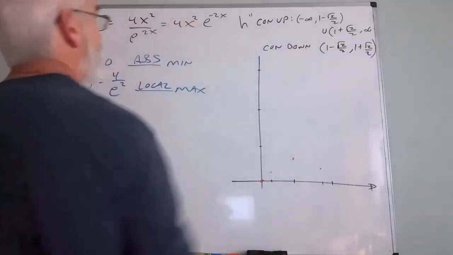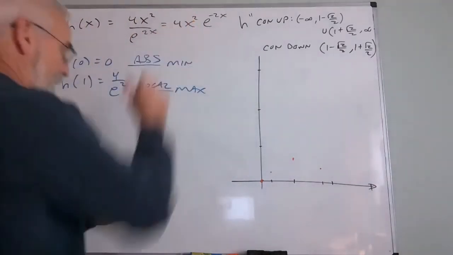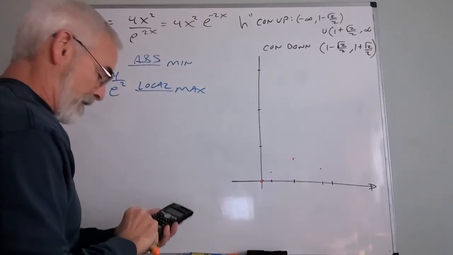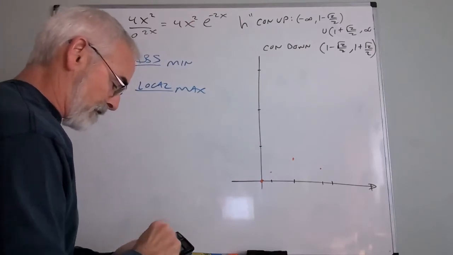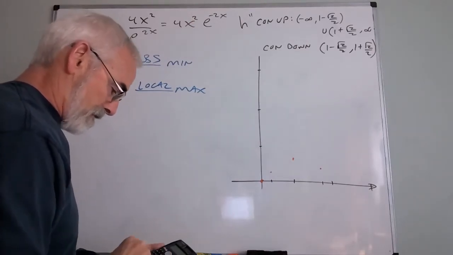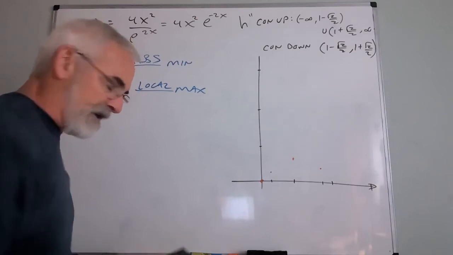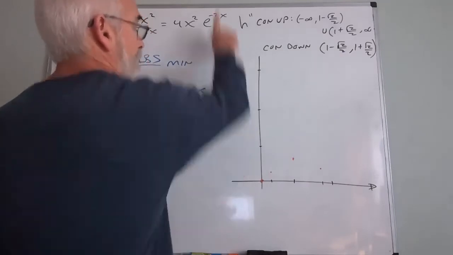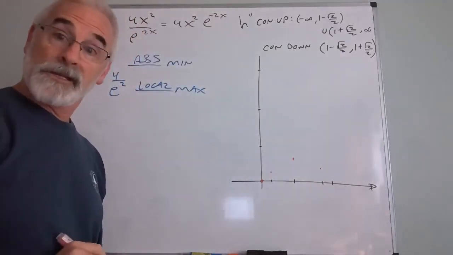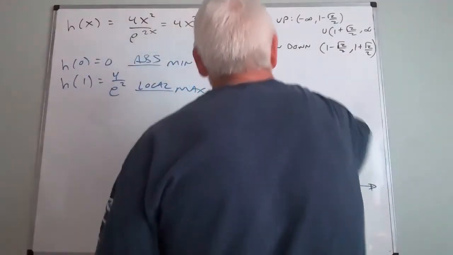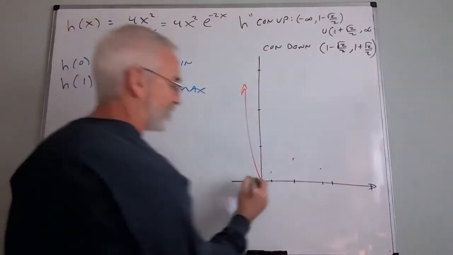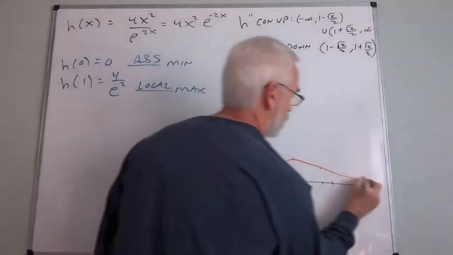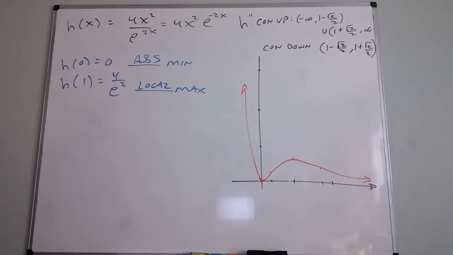Oh, maybe we should put a -1. If I put a -1 in here, then this is going to be 4 times e squared. If I put in a -1, you're going to love this. The y value, if I put in a -1, is almost 30. Something like this. There's our graph.